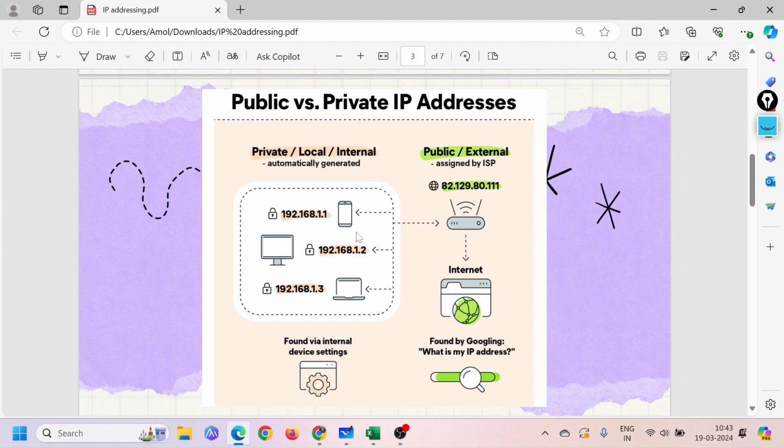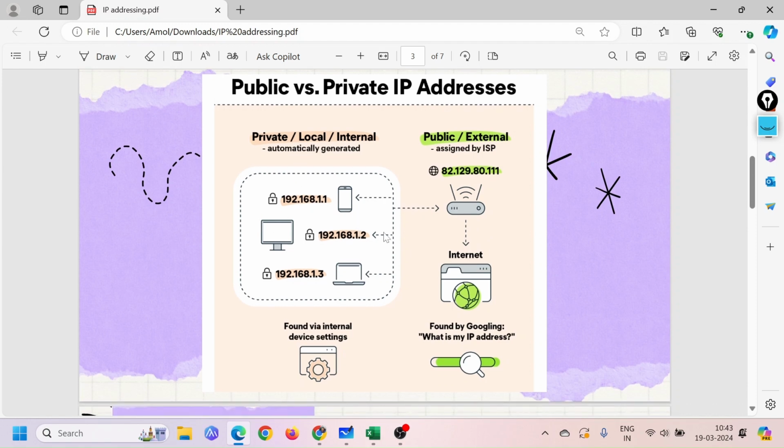That organization has decided which IPs are going to be the private IPs and which are the public IPs. In this example you can see that for an internal network, like a home network, or in a company where we have so many laptops or desktops, or a printer connected within the organization, all of those devices are using private IPs.